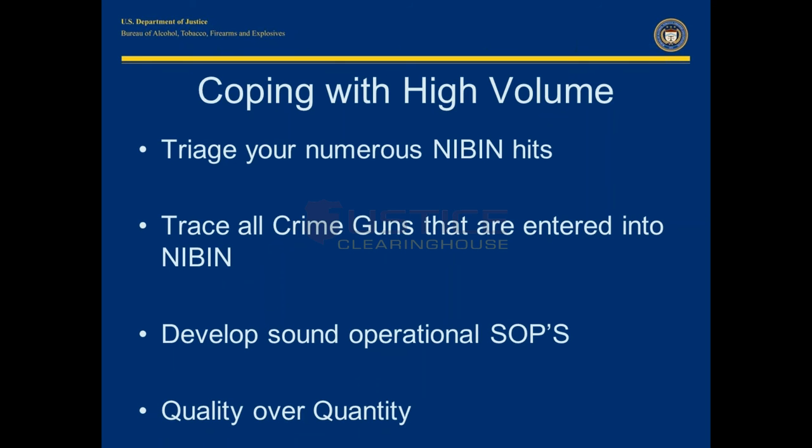Trace all crime guns that are entered into NIBIN. In some bigger cities in the country, it's very difficult for them to trace every single firearm that they recover and take into their custody. At the very least, marry NIBIN with tracing. So every single crime gun that's test fired and entered into NIBIN, ensure with your ATF counterparts that they are being traced as well.